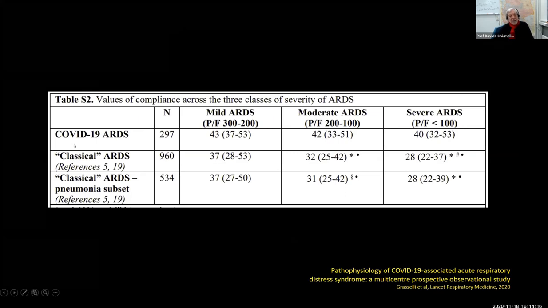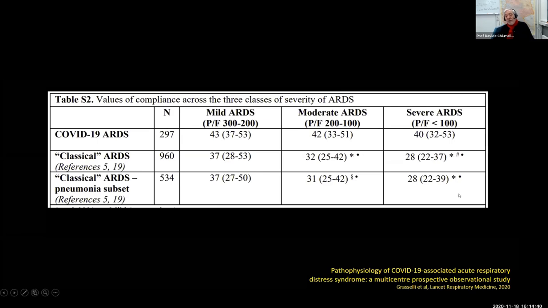Look, this is a table in the supplement. COVID-19 patients, 297, compliance 43, 42, 40. Classical ARDS, 37, 31, 28. And the number of patients with PF lower than 100 is far more frequent in COVID patients with normal or greater than normal compliance compared to the others. And this didn't take into account the time of observation, which is crucial.